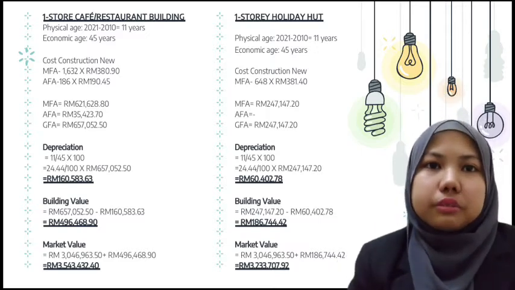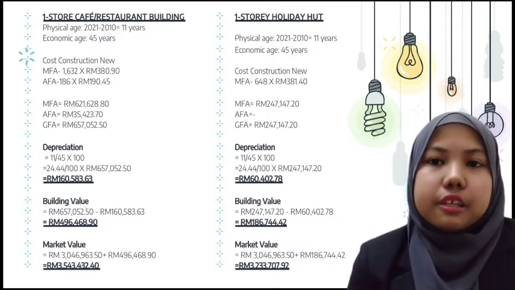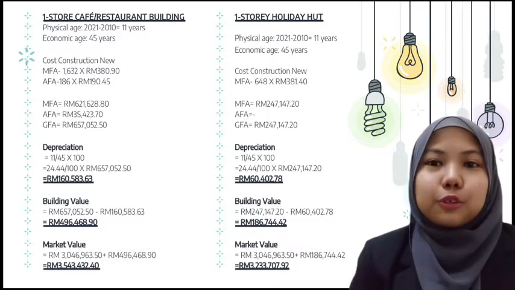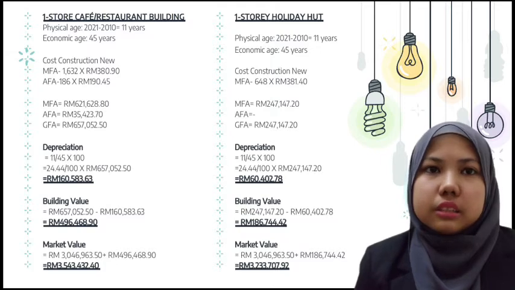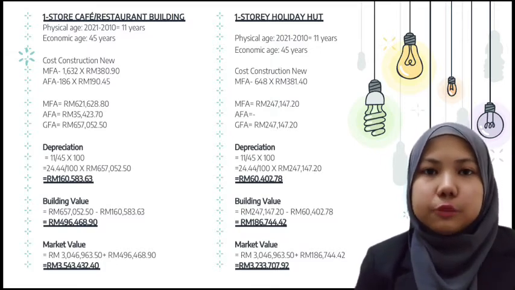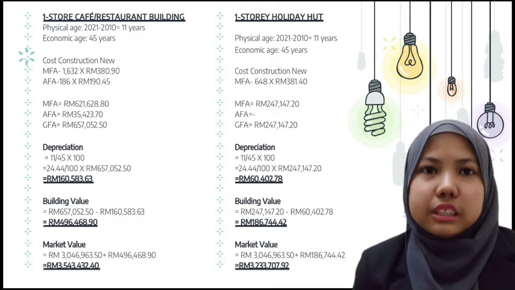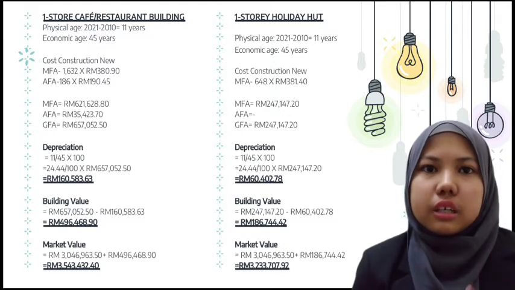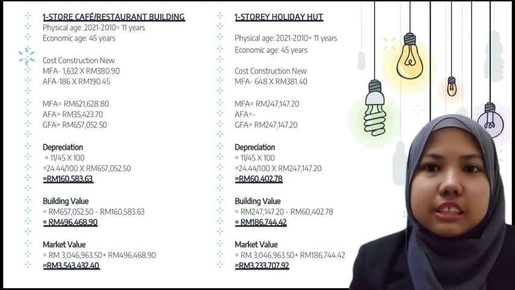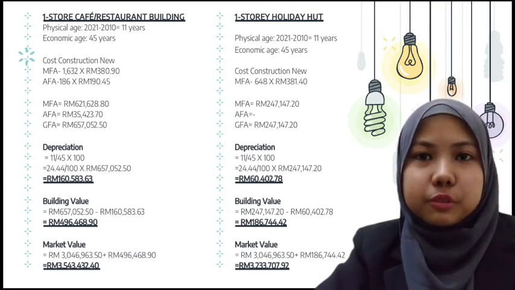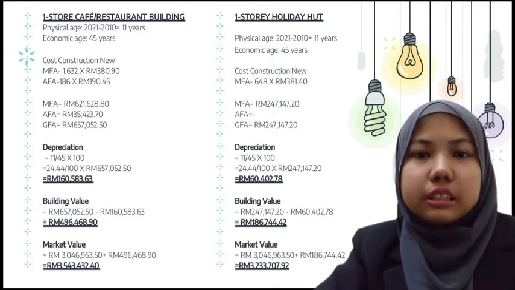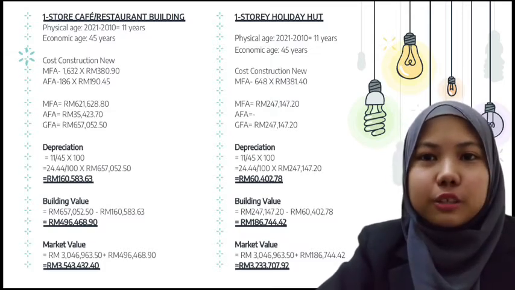Next, for the first story holiday hut, the calculation is just the same as what I explained earlier. So the final value is 186,744 and 42 cents. The final step is the total building value, which we get from all of the buildings, which is main hotel plus conference hall plus cafe and restaurant plus holiday hut. So we get 3 million ringgit. To get the capital value, we have to total the land value and building value, and the final answer is 6 million ringgit. So that's all for my part.